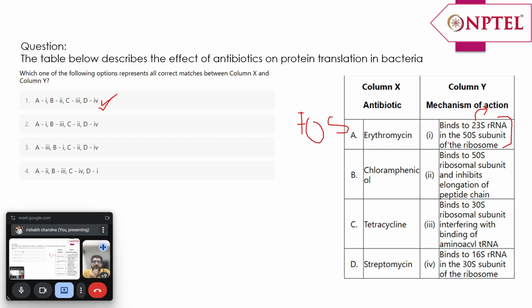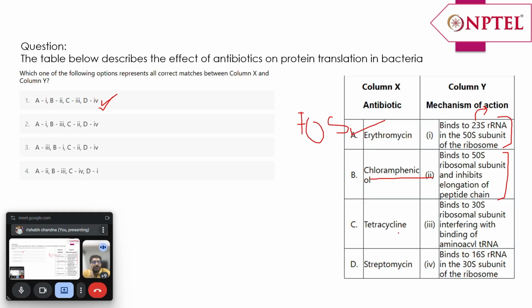Okay, so this 23S rRNA is inhibited by the antibiotic erythromycin. Then chloramphenicol basically inhibits the 50S ribosomal subunit, that is the larger subunit. This larger subunit has the elongation factors, and these elongation factors are inhibited by chloramphenicol.